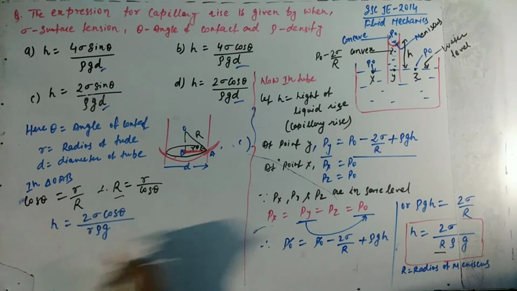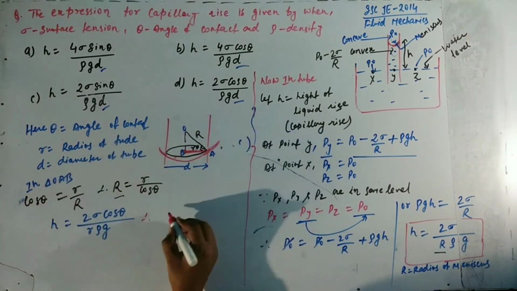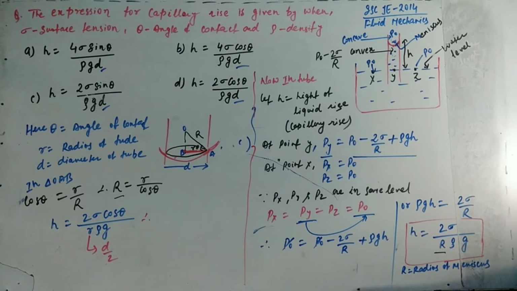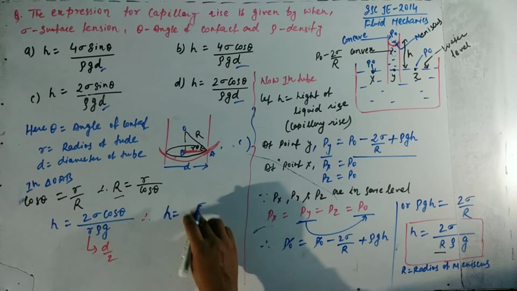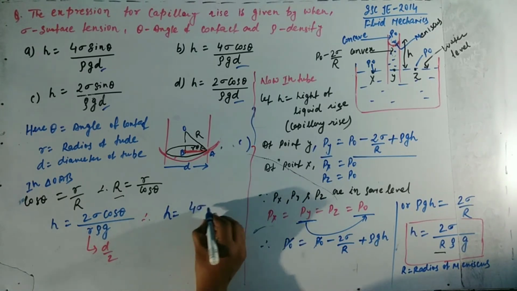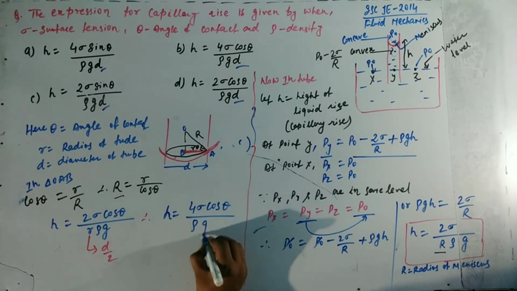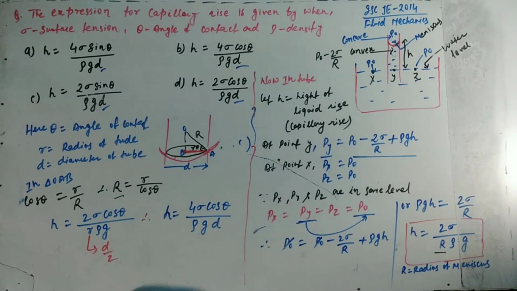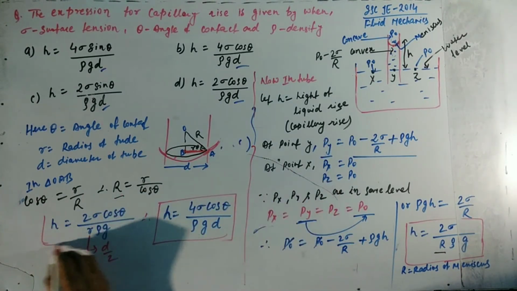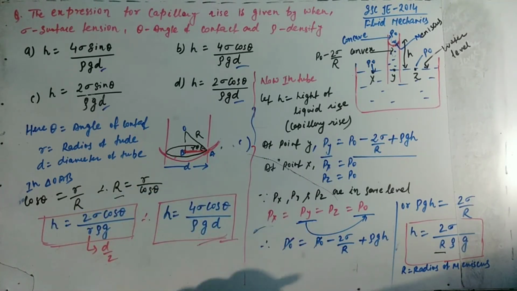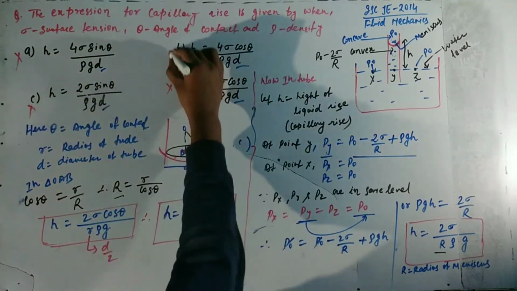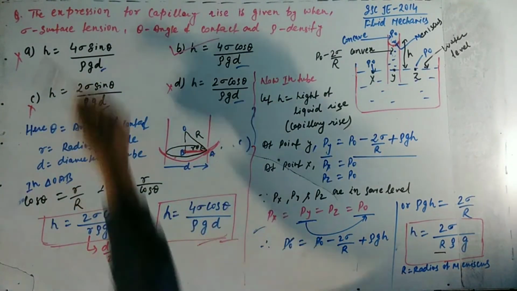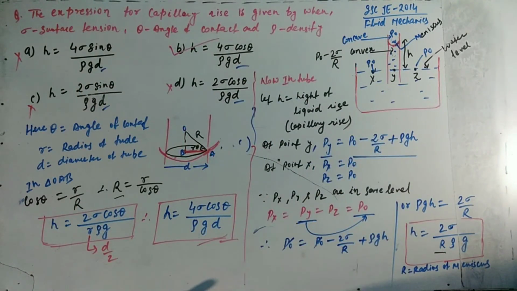Now the options are given in terms of diameter. So putting r equals d by 2, h equals 4 sigma cos theta by rho g d. This is the formula for capillary rise, which is given as h equals 4 sigma cos theta by rho g d. So option B is correct.